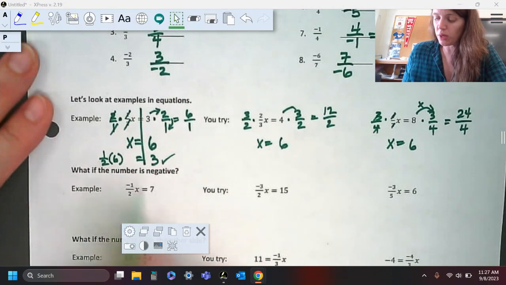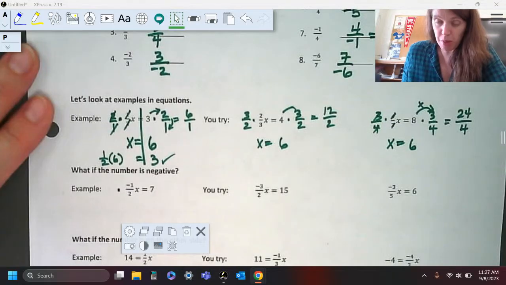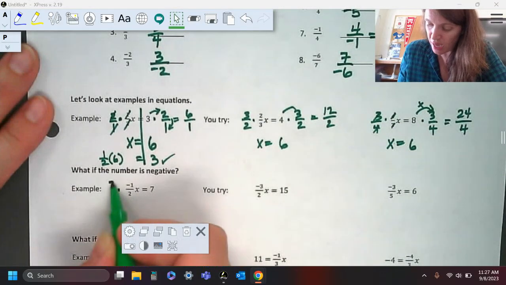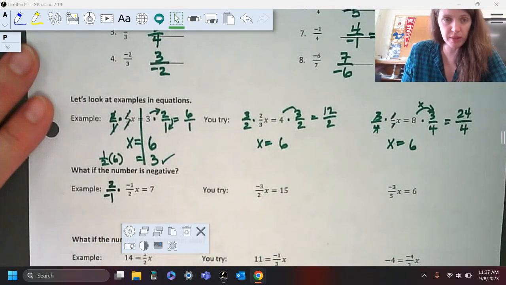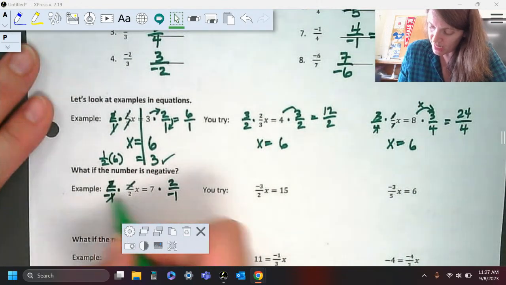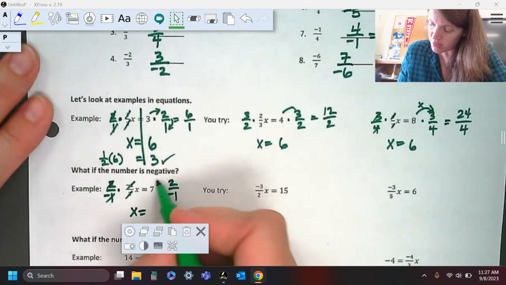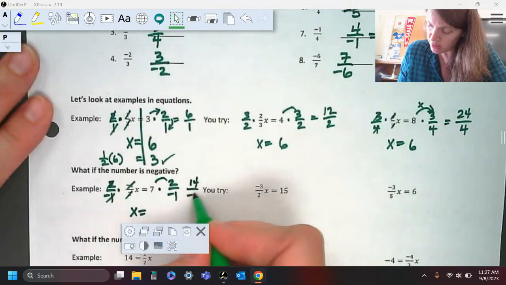So the next one says, what if the number is negative? Well, it doesn't matter, right? A negative number is still just a number. So I'm still going to multiply by the opposite fraction. In this case, the opposite fraction would be 2 over negative 1. And on the other side, I would do 2 over negative 1. So my negative 1's cancel and my 2's cancel, and I get x equals 7 times 2 gives me 14 divided by negative 1.